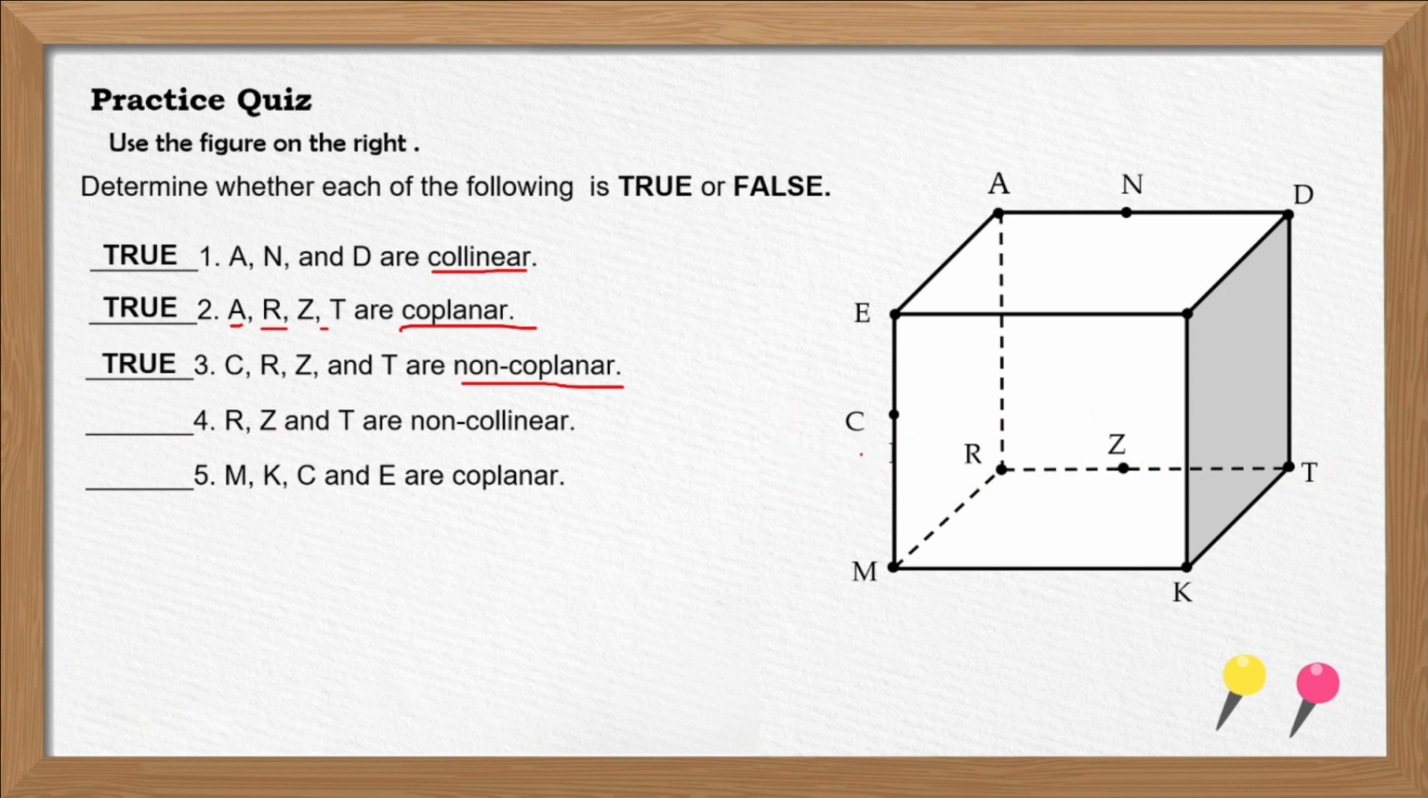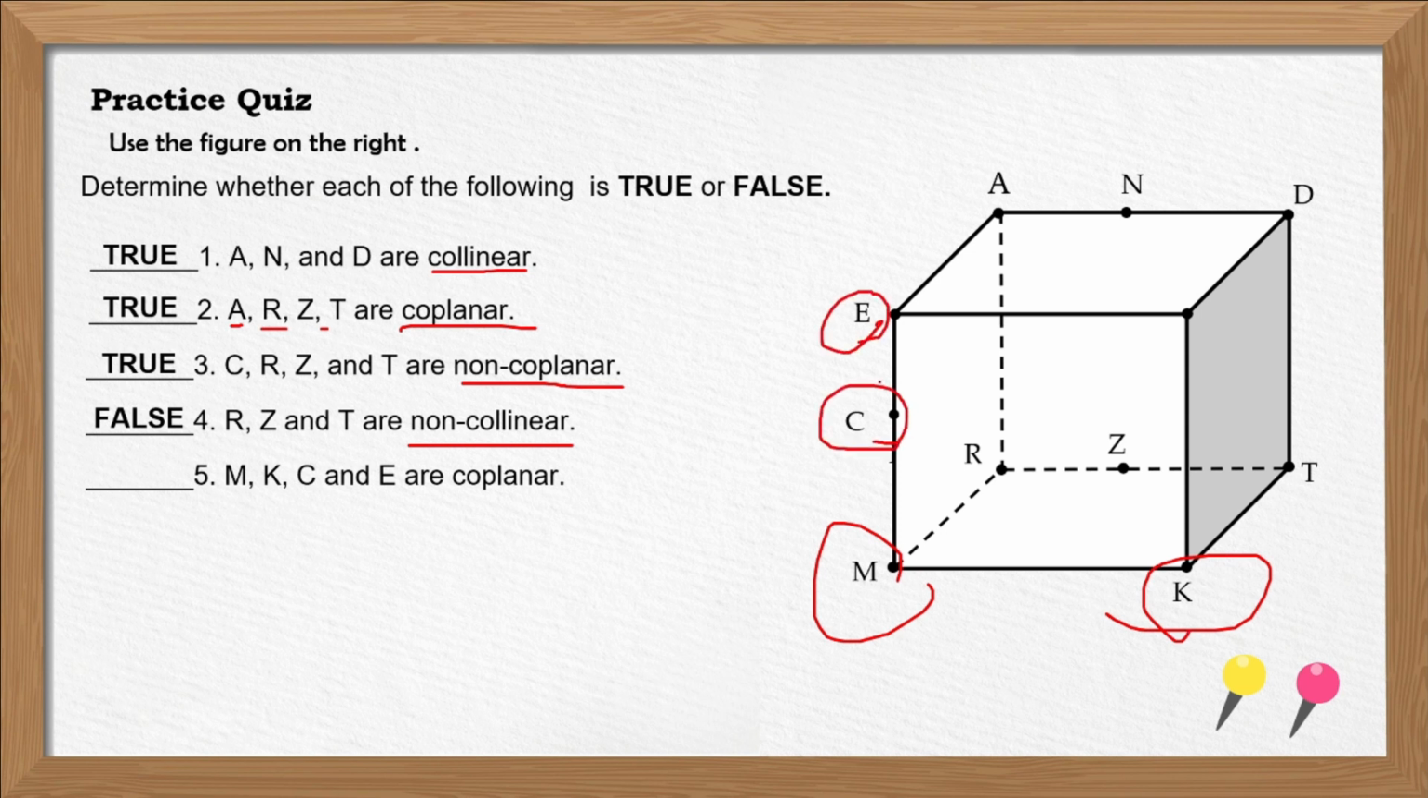Number 4, R, Z, and T are non-collinear. As we can see on the figure, points R, Z, and T lie on the same line. Therefore, they are collinear. So this statement is false. Okay, number 5. M, K, C, and E are coplanar. As you can see, they lie on the same plane. That means they are coplanar. So the answer is true.